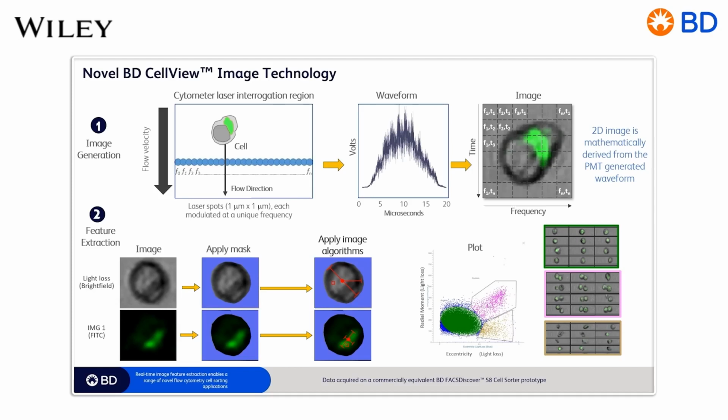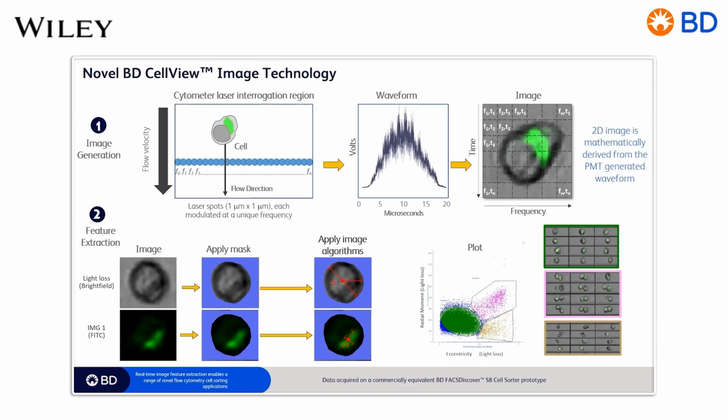And I like to tell people you can't sort on an image, but you can sort on image features that were extracted from images. So that plot there is eccentricity versus radial moment. Those are both imaging features that we'll talk about in a few minutes. And that allows you to pull out doublets.